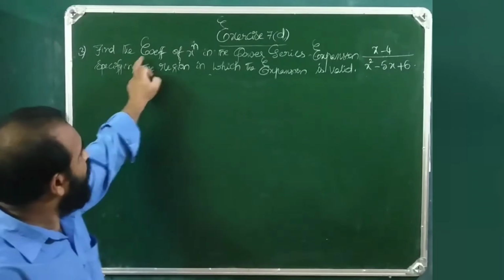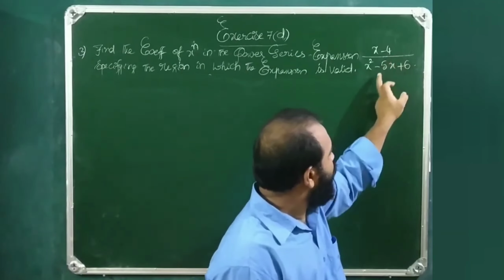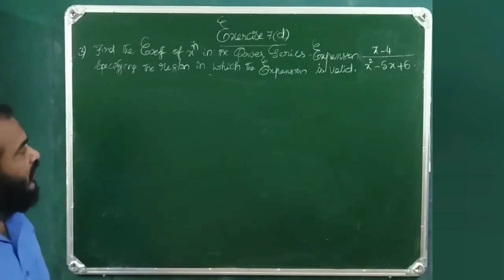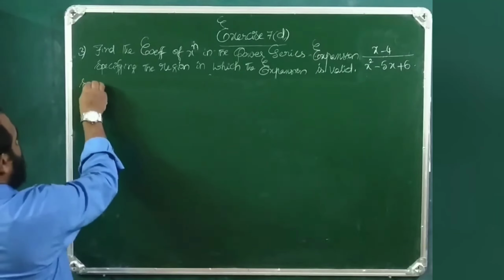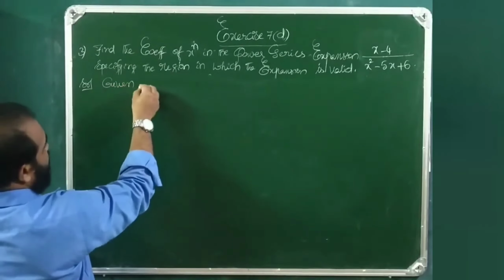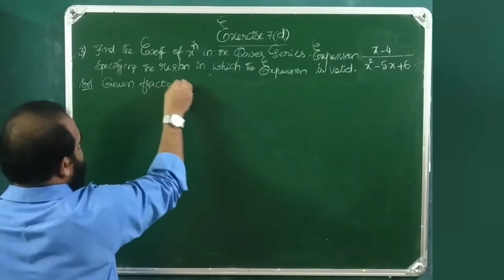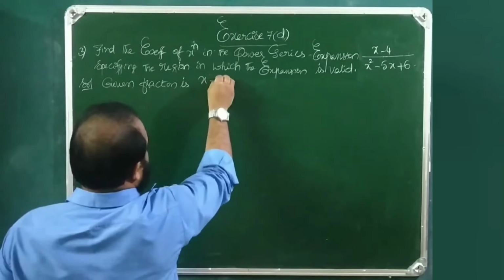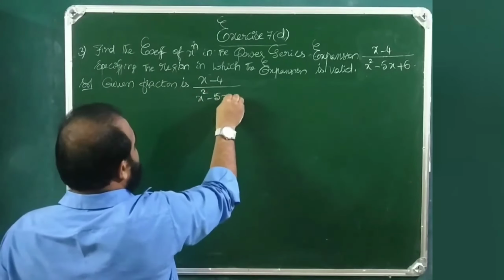Find the coefficient of x power n in the power series expansion of x minus 4 by x square minus 5x plus 6, specifying the region in which the expansion is valid. So, given fraction is x minus 4 by x square minus 5x plus 6.